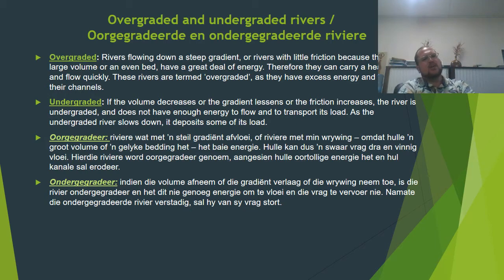And then we get our undergraded river. Undergraded: the volume decreases, or the gradient lessens, it's not as steep anymore, or the friction increases, there are more rocks at the bottom of the river. The river is undergraded and does not have enough energy to flow and to transport its load. So everything that was in the water when it becomes an undergraded river will settle down to the bottom because it has no energy to flow. It will be almost stationary.